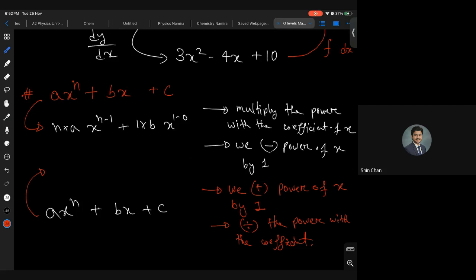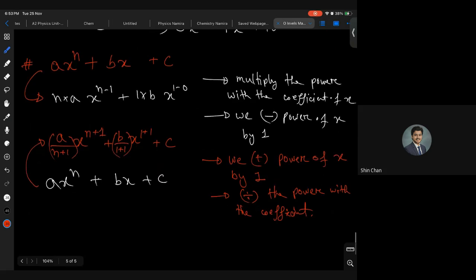Okay, so basically, can you tell me what will happen? Let's say, at first we add the power. The power was n, and I have to add it. So x n plus 1. We added the power, okay, and then we have to divide it with the coefficient a by n plus 1. Okay, and then plus, we again add the power, which is x square, right? This was 1, so 1 plus 1, and then b by 1 plus 1 plus c. And this will give us basically this format.